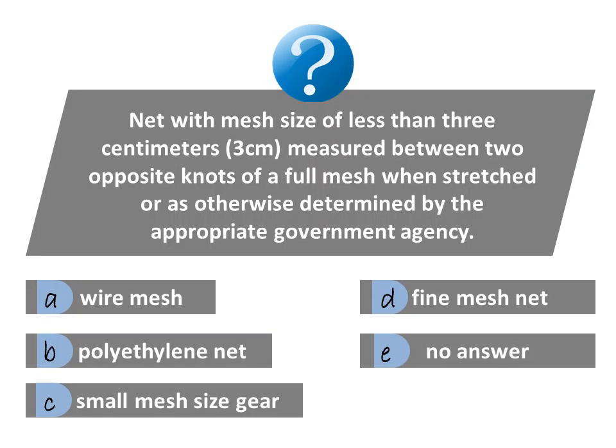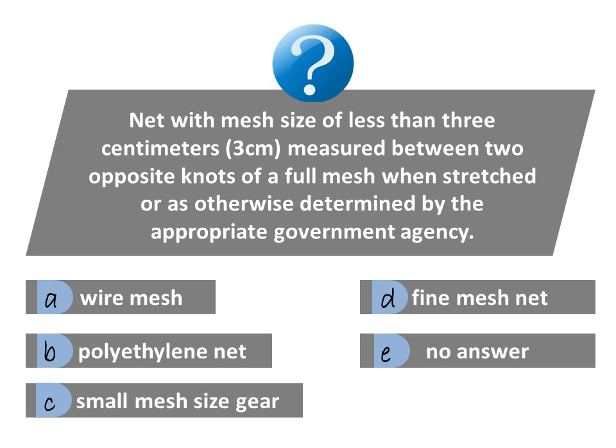Okay, next question. Net with mesh size of less than 3 centimeters measured between two opposite knots of a full mesh when stretched or as otherwise determined by the appropriate government agency. A. Wire mesh. B. Polyethylene net. C. Small mesh size gear. D. Fine mesh net. E. None of the above. Again, it is a net with mesh size of less than 3 centimeters measured between two opposite knots of a full mesh when stretched, or as otherwise determined by the appropriate government agency.